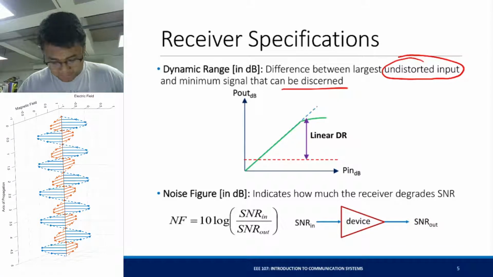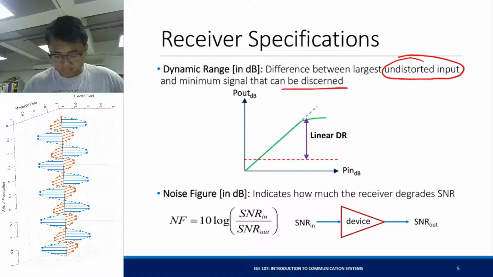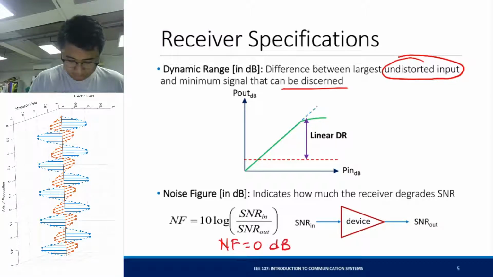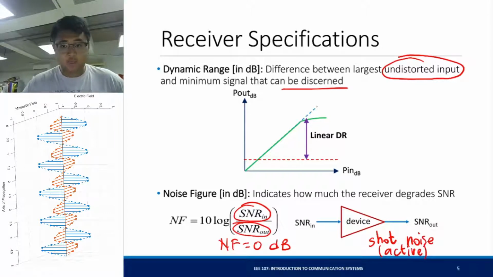Next is the noise figure. It indicates how much the receiver degrades SNR. A perfect receiver has a noise figure of 0 dB. That means the SNR at the input is equal to the SNR at the output. Where does this come from? It comes from what we call the shot noise of a device. Shot noise is present in active devices, basically your amplifiers and your mixers.